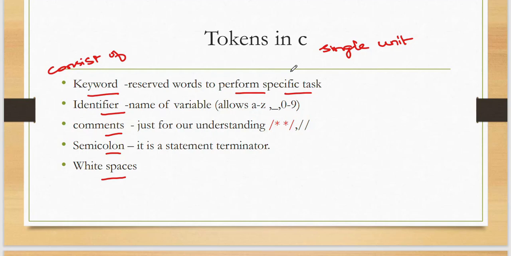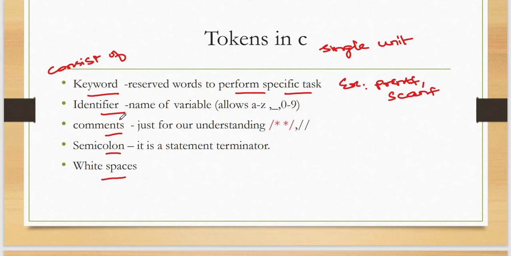For example, printf, main, scanf, if, else. These are some reserved words inside the computer to perform a particular task. Wherever it sees printf, it will print the data. So for example, printf means it prints the value, and scanf means it will get the value from the user, right?